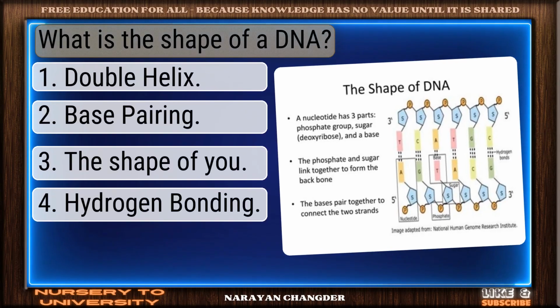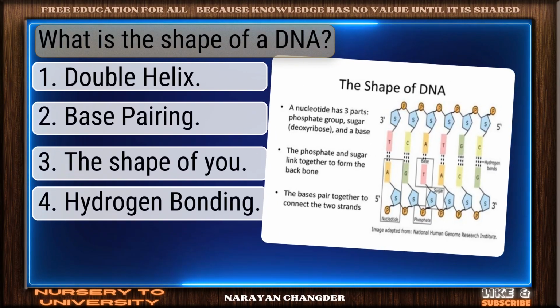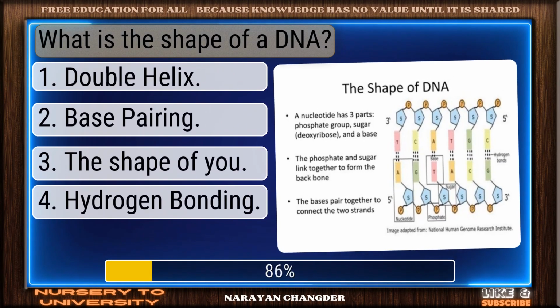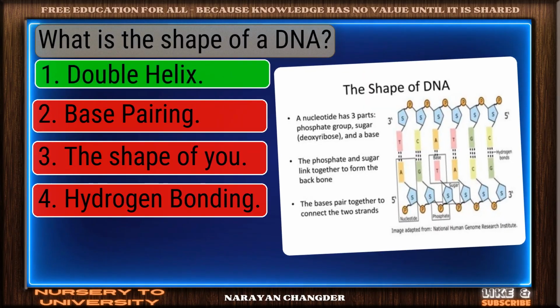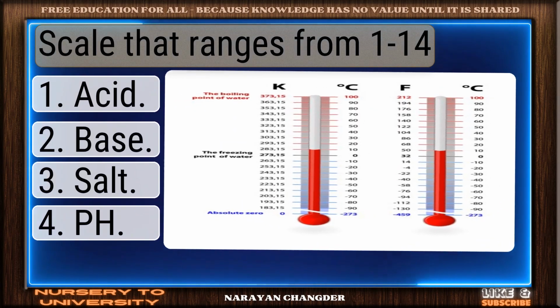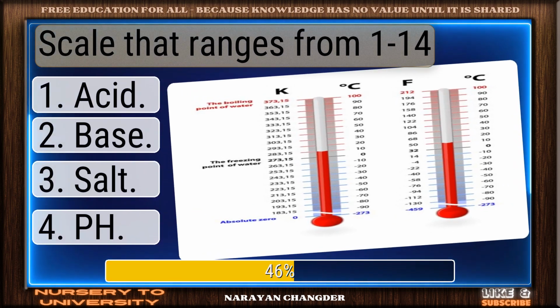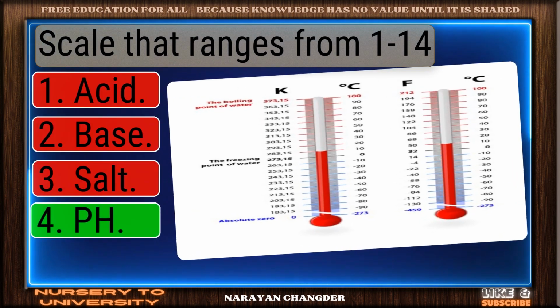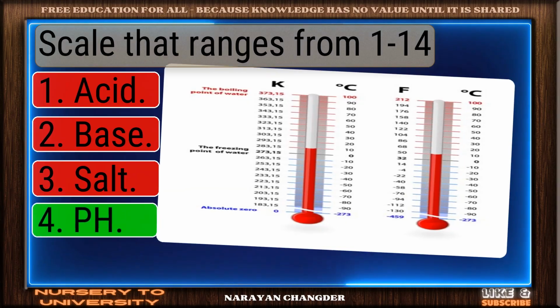Question number 186. What is the shape of DNA? Well done. Double helix is the right choice. Question number 187. Scale that ranges from 1 to 14. Sharp thinking. pH is the right choice.